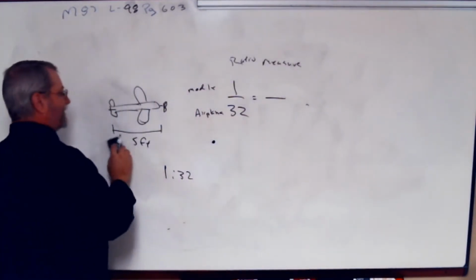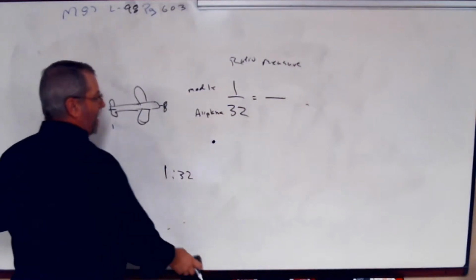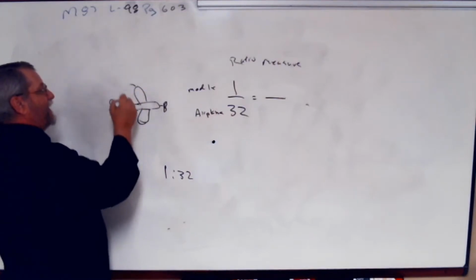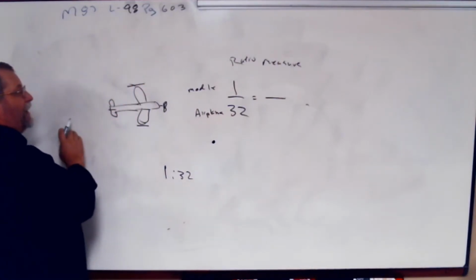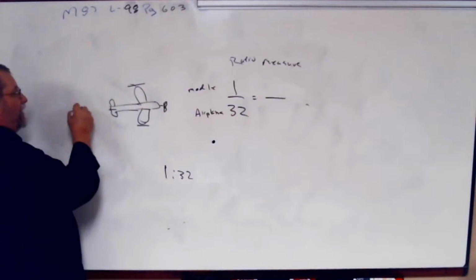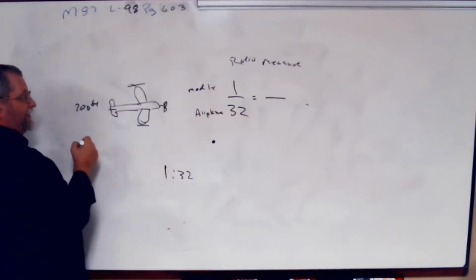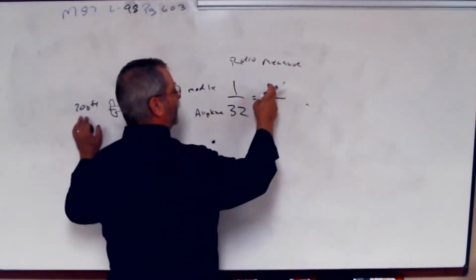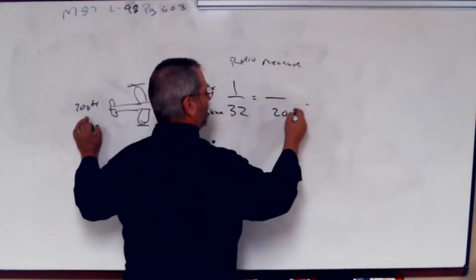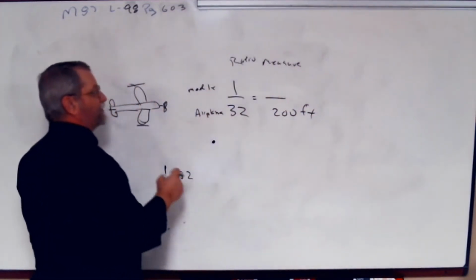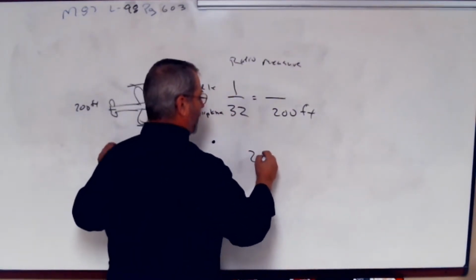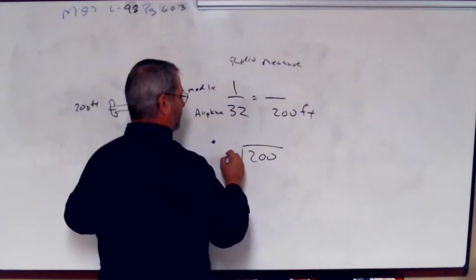Let's say I still have the same thing here, but instead of the model, I have the actual airplane, and its wingspan from here to here is 200 feet. So this 200 feet is not going to go here, it's going to go here. I'm going to go this times this divided by this, so I'm going to have 200 divided by 32.